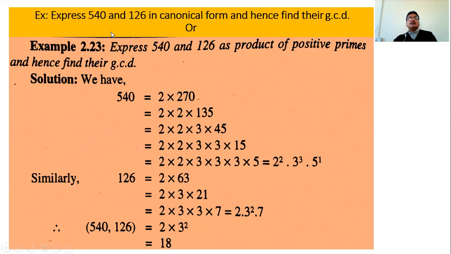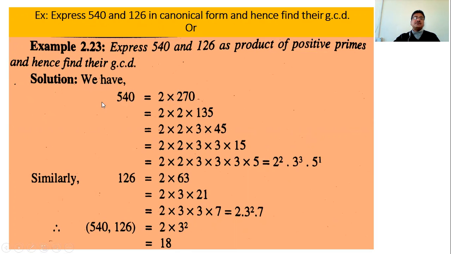For example, express 540 and 126 in canonical form. That is, express these numbers 540 and 126 as a product of positive primes. Express in canonical form or express as a product of primes, both have the same meaning. We have to express these numbers as a product of primes, and then find the greatest common divisor.